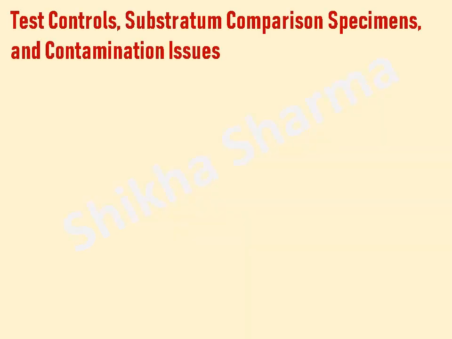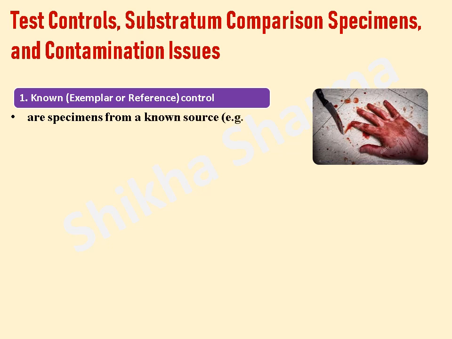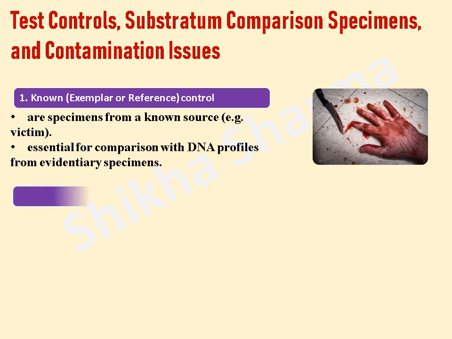For inference, different types of control samples along with question samples are collected from the crime scene and analyzed in the laboratory simultaneously. They are named as: 1. Known, exemplar or reference control. These are specimens from a known source, for example the victim, essential for comparison with DNA profiles from evidentiary specimens.